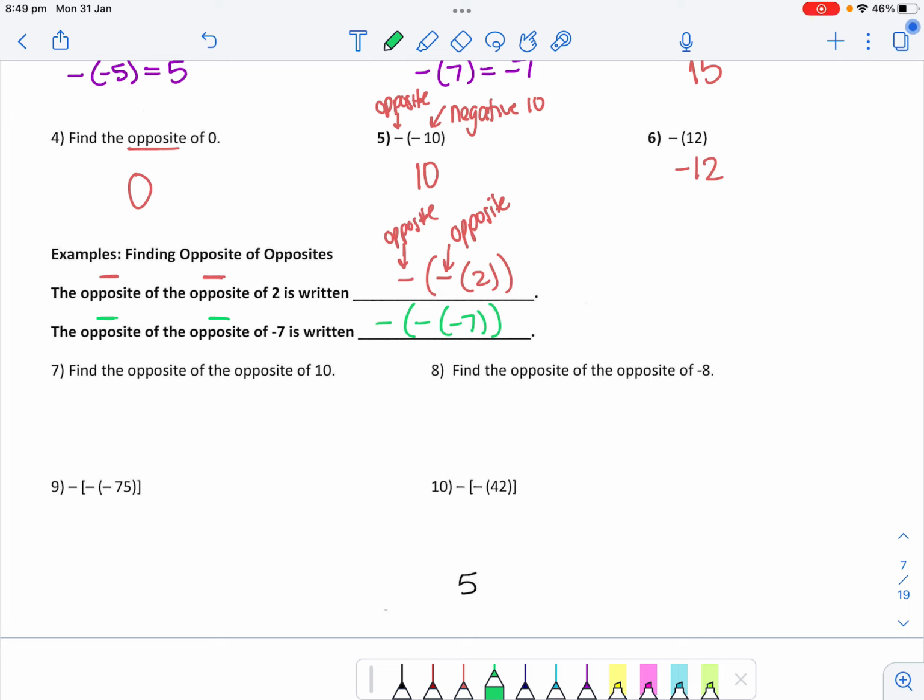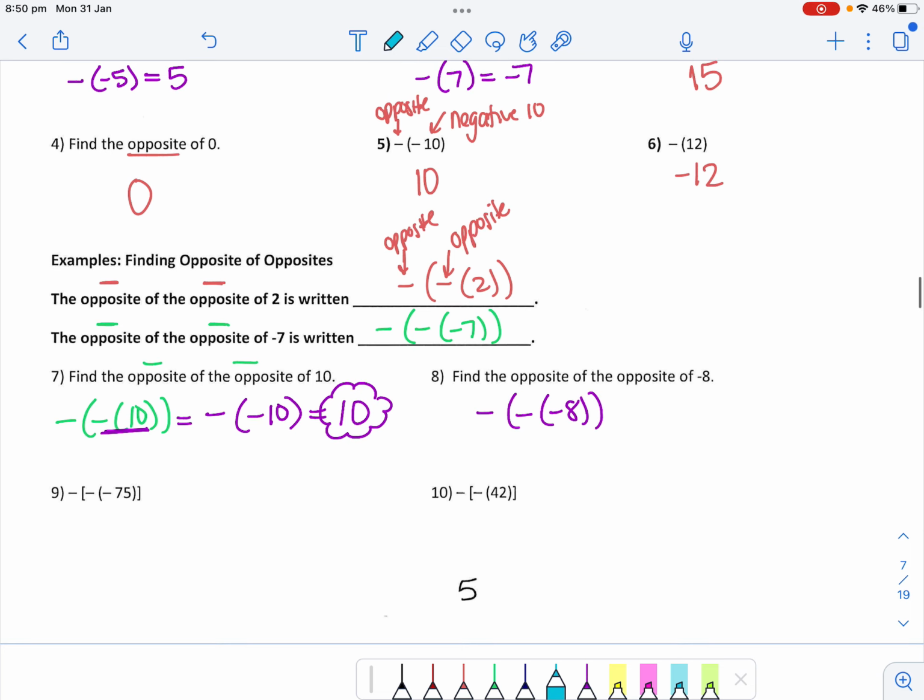So now I'm going to write them out and actually evaluate them. So the opposite of the opposite of 10. And then you evaluate from the inside out. So I'm going to start in here. The opposite of 10 is -10. And then the opposite of -10 is +10. The opposite of the opposite of -8. And I'm going to start all the way on the inside. So the opposite of -8 is +8. So this is the opposite of 8. And the opposite of 8 is -8.